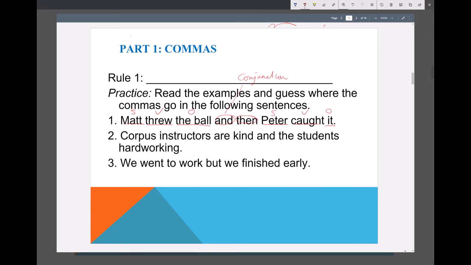And then. So we have the first clause, subject, verb, object right here. And then we have the second clause here. Okay, where do you think the comma should go? If you put them in between ball and, that's correct. Matt threw the ball, slight pause, and then Peter caught it. There, that's good. All right, you can pause this video and try the next two sentences.